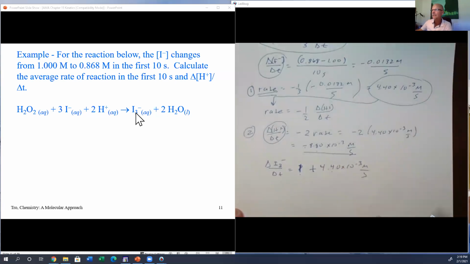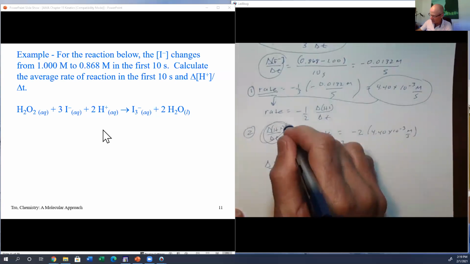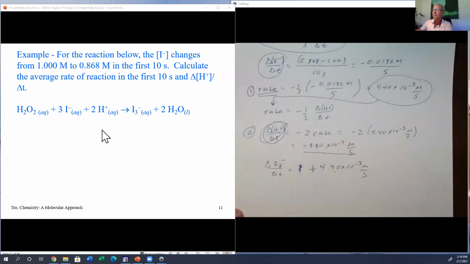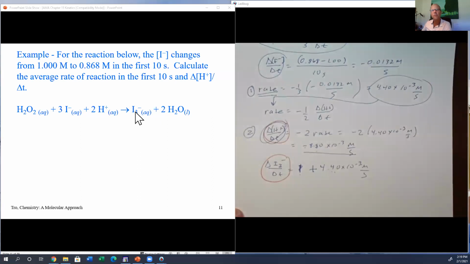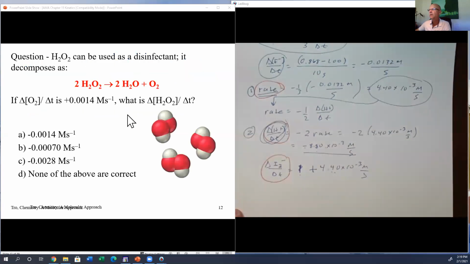Why do I know that? Because the change in this has got to be twice the change in this, from the balanced reaction. And since this is a reactant, this is negative, and since this is a product, this is positive. Are you with me? You see the difference between these quantities, which are changes in the concentration of a reactant or product, and this quantity, which is the defined rate of reaction. They're two different things. Okay, here you go. Time to fly solo.